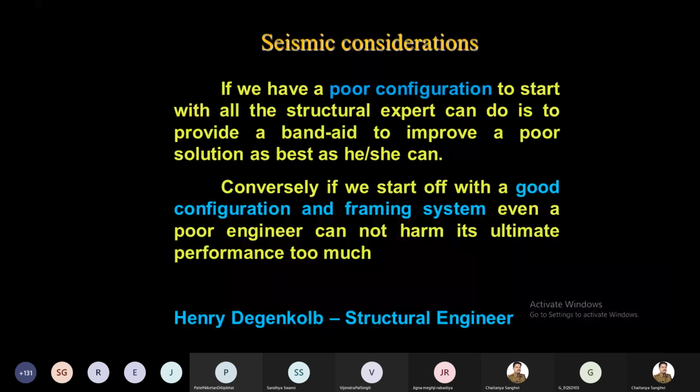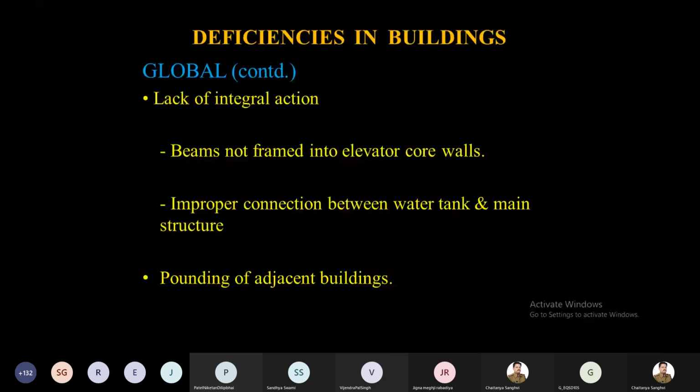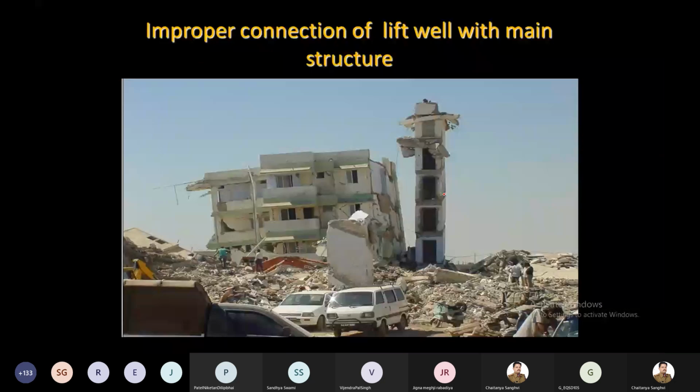Then we talk about the integral action. In an earthquake, the integral action is the most important, right? Now we will see exactly what is happening, right? You see, this is the building. Now in this building, you have a shear wall here, right? This is the lift well. The lift well is generally made of RCC. So when the walls are made of RCC, it behaves like a shear wall. And when it behaves like a shear wall, it is going to take the earthquake force nicely.